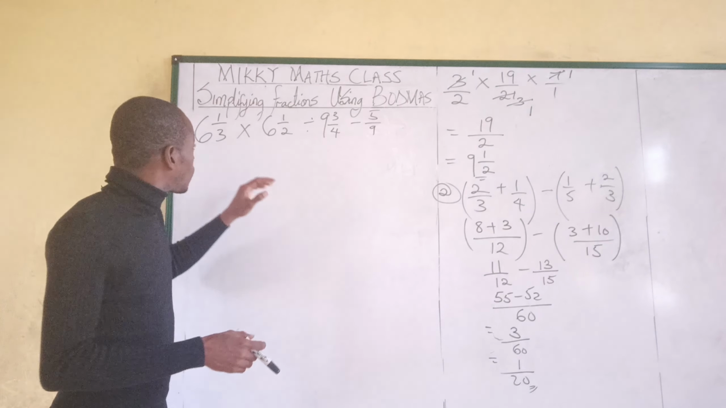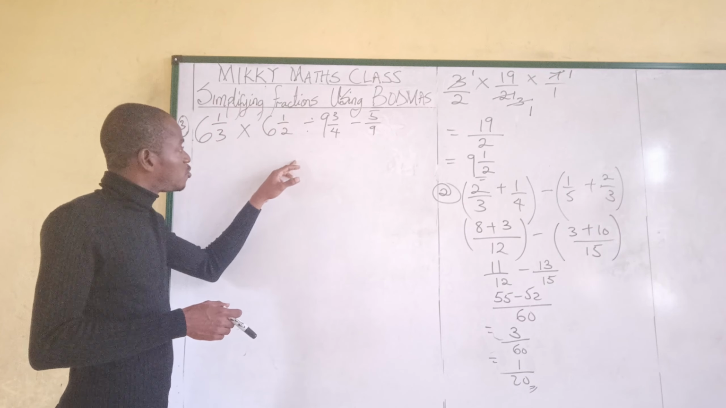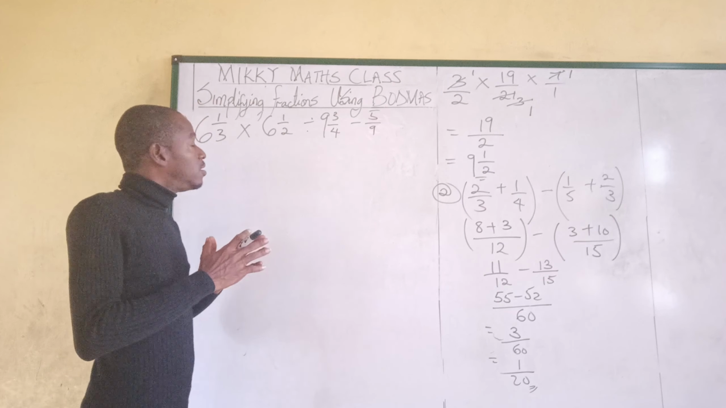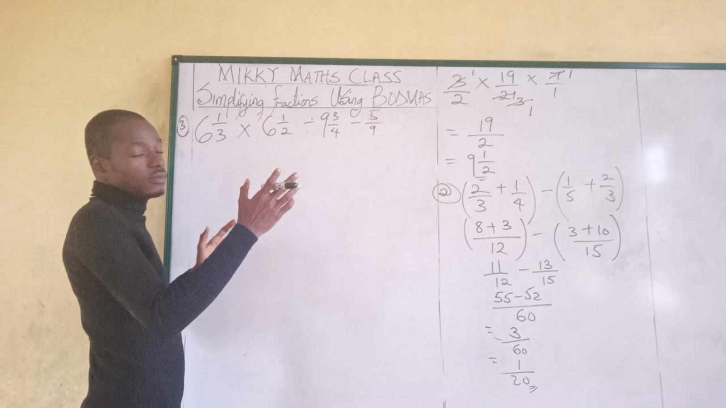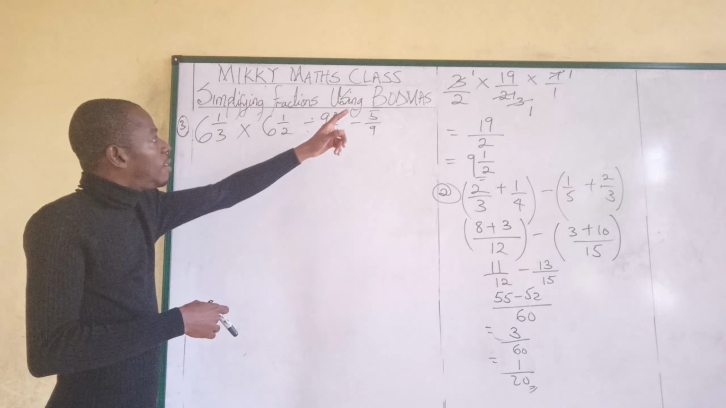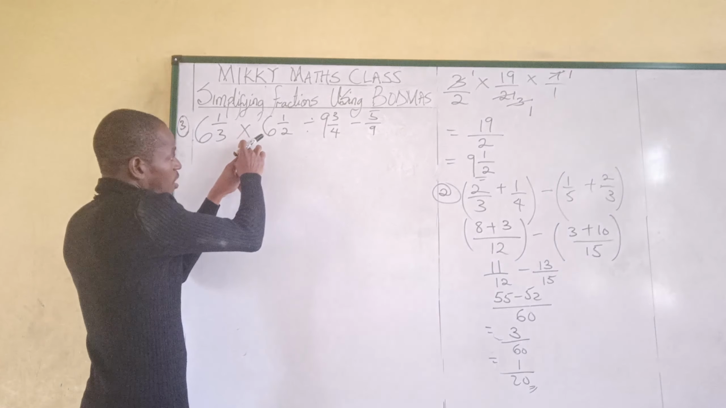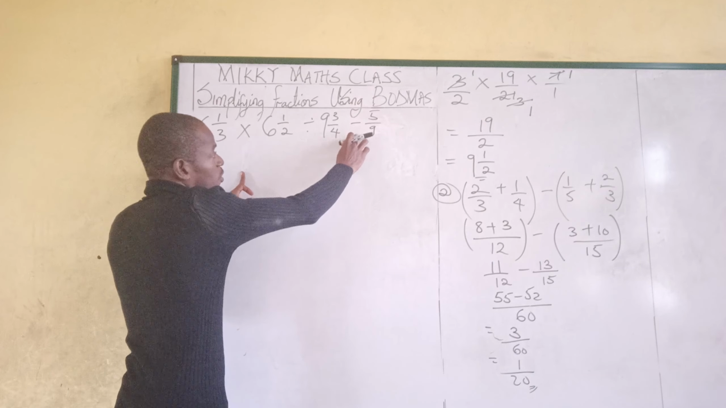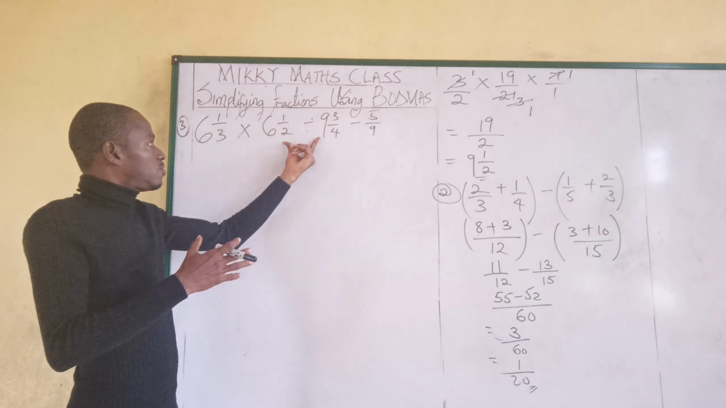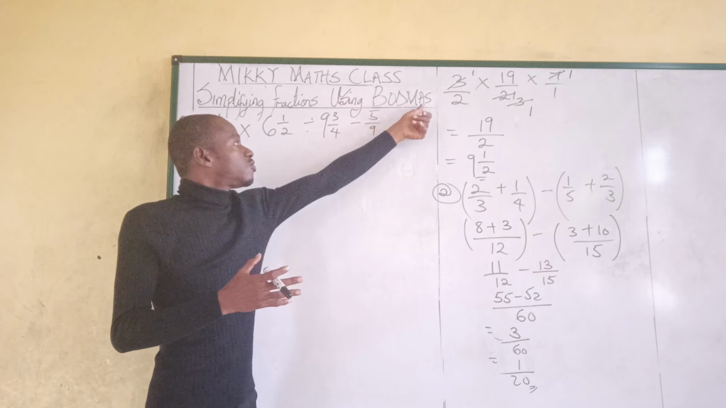Okay, so we look at the last question. 6 and 1 over 3 times 6 and 1 over 2 divided by 9 and 3 over 4 minus 5 over 9. Now remember, you have the operations multiplication, division, subtraction. So from BODMAS, which one does it tell us to carry out first? It asks us to divide first. So division comes before multiplication and subtraction.